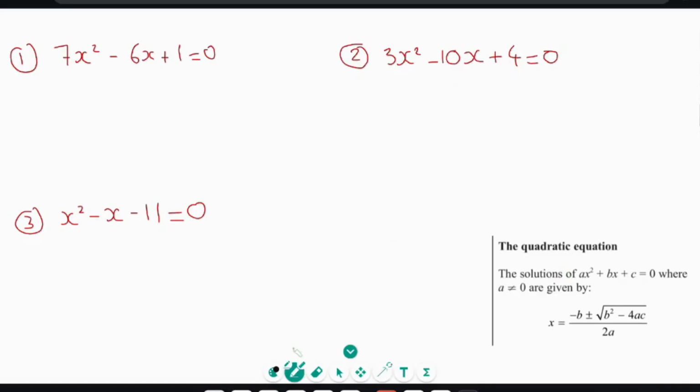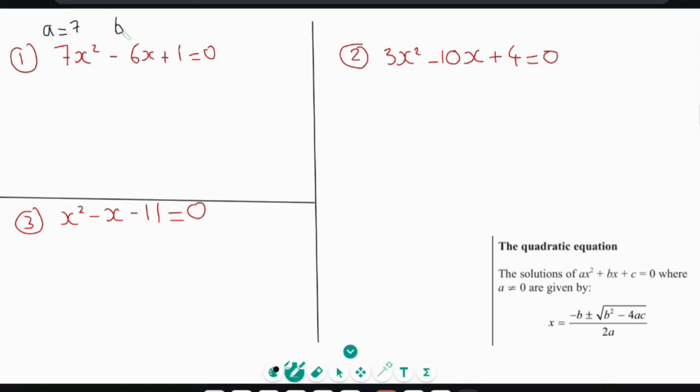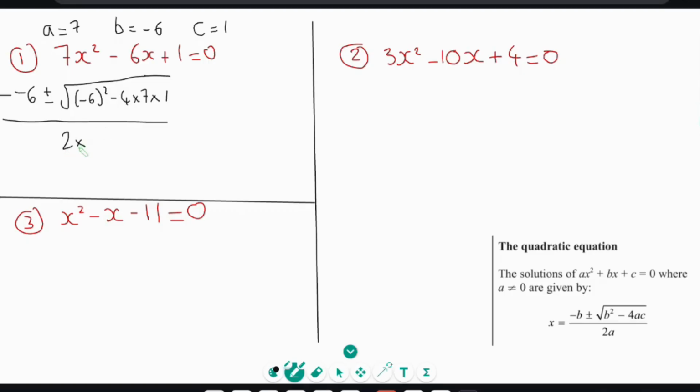Okay, I would suggest looking at these 3 questions. Put me on pause and press play when you are finished. Okay, so for this one, we've got a is 7, b is -6, and c is 1. So we have minus -6 plus minus the square root of b squared minus 4 times a times c, all over 2 times a.